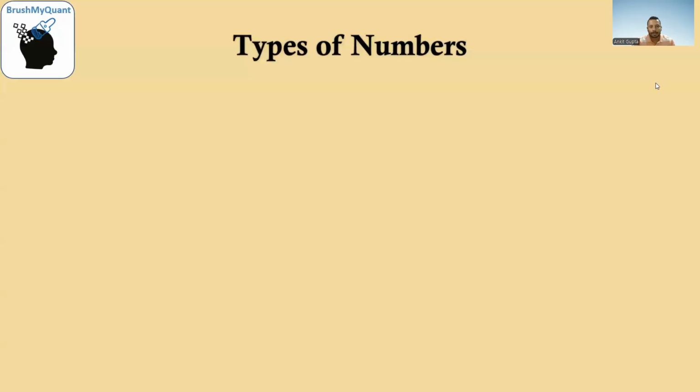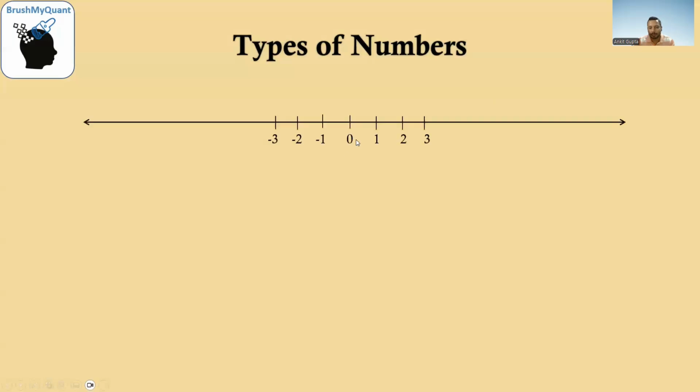In this video, we'll be learning about positive and negative numbers. So let's start by understanding the different types of numbers. If you look at the number line, we have 0, we have a lot of numbers on the right side, and we have a couple of numbers on the left side.